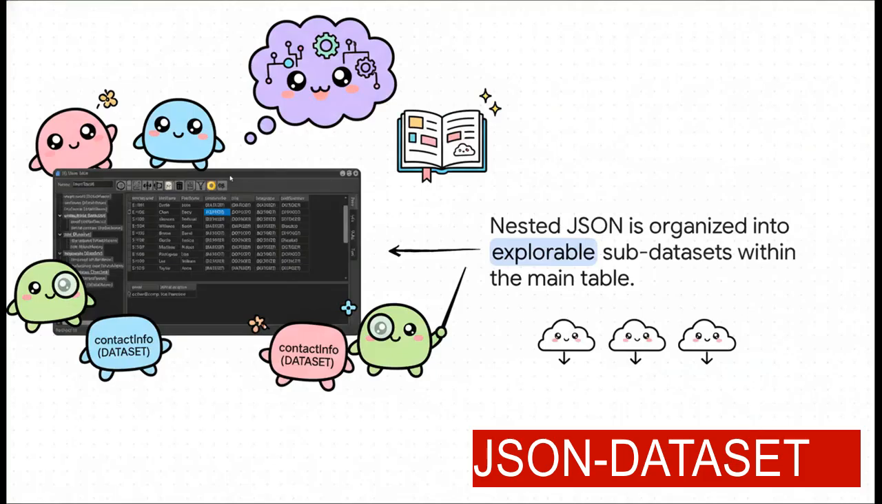And this just shows you exactly how it handles that complexity. Notice how some of these cells, like contact info and languages, are marked as dataset? Well, those aren't just text, they're clickable links. Clicking on one of them opens up a brand new view showing you the nested data inside. It makes navigating these deep hierarchical structures incredibly easy. You just drill down layer by layer.